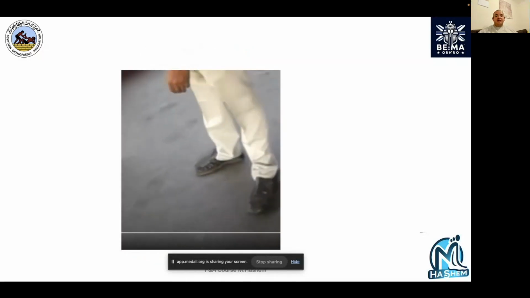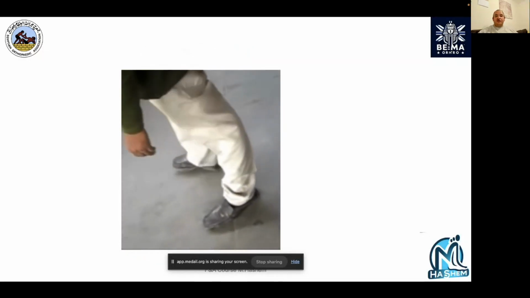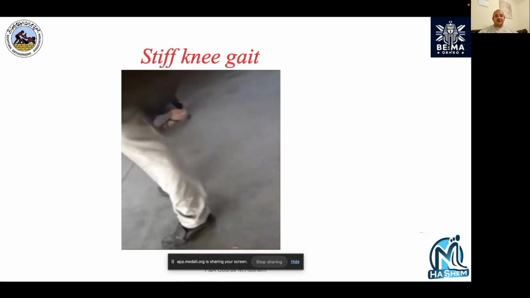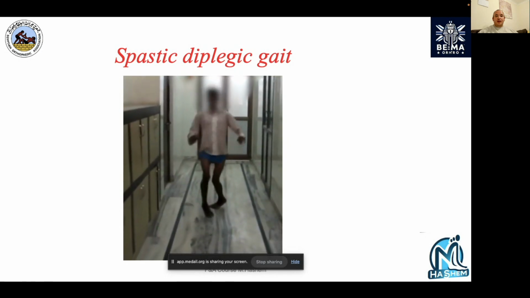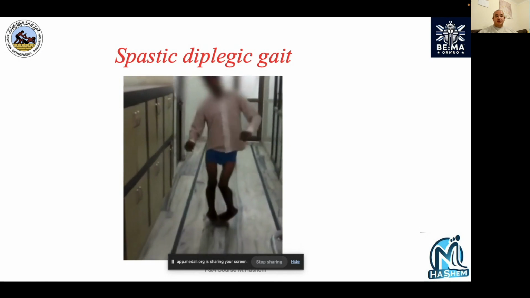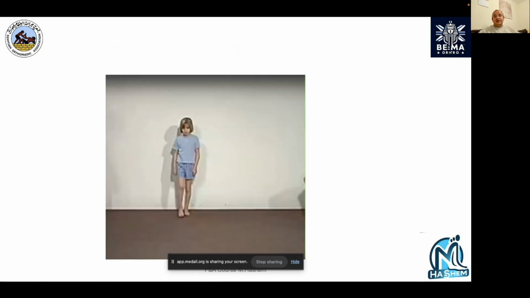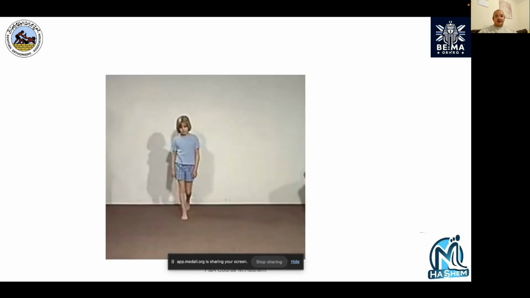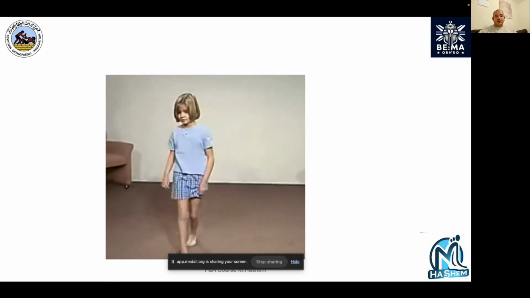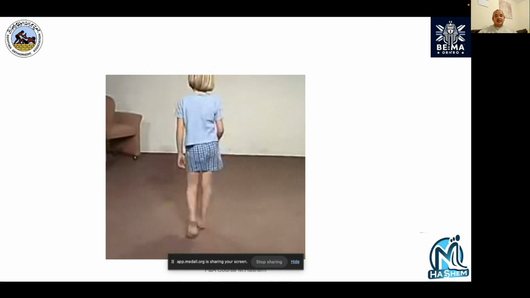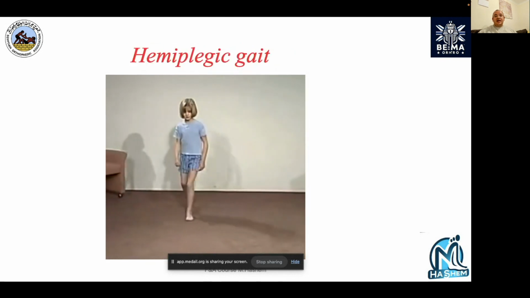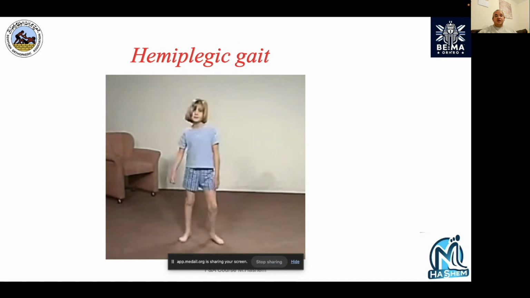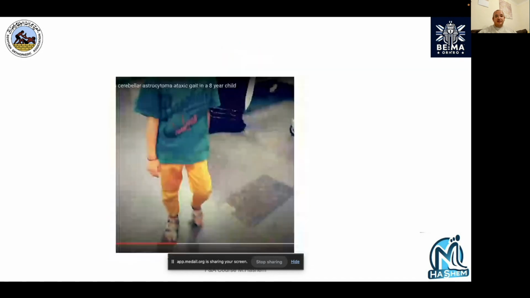Then if you see the gentleman walking, you see that there's nearly no flexion, and this is basically a stiff knee gait. This guy, again, see how he's walking? All his muscles are spastic. That's why he walks in a spastic diplegic gait. Look at the gait of this girl, what she is doing. She doesn't clear the right side because she just leans on one side, because she has a hemiplegic gait.